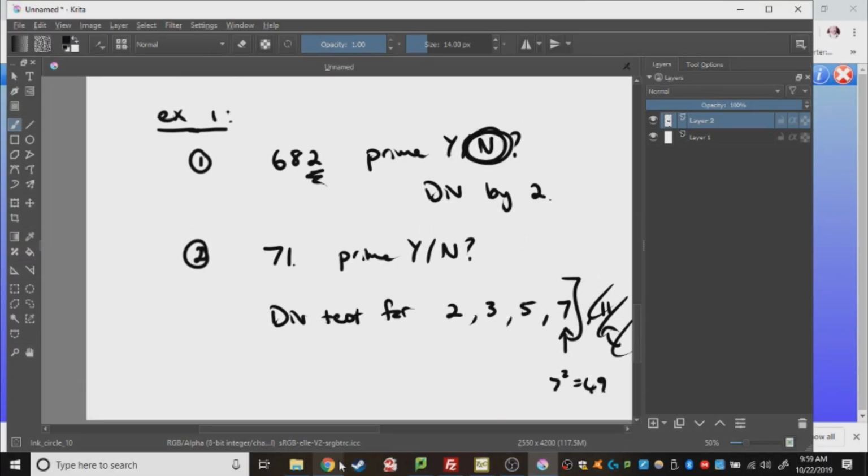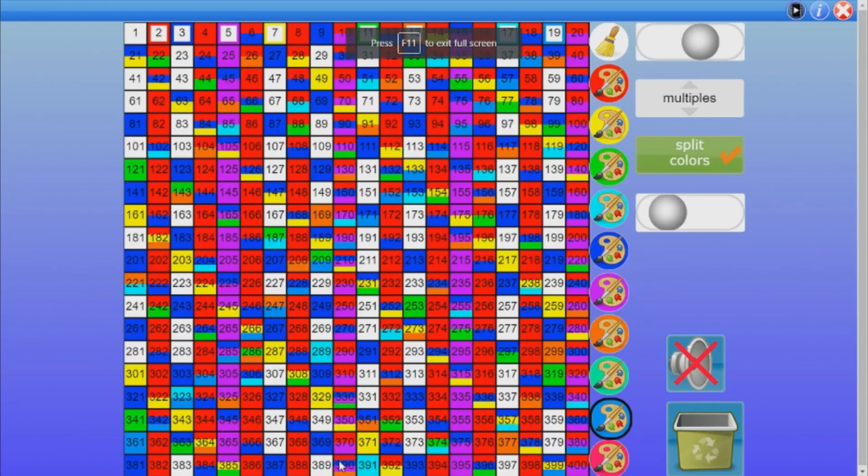Why is it conclusive? It makes sense as evidence, but why is it conclusive? Because of the Sieve of Eratosthenes.